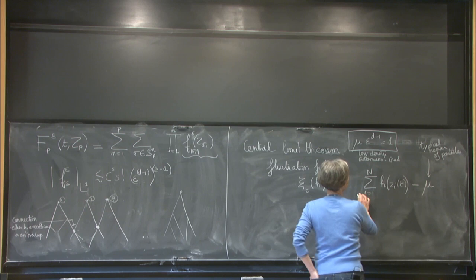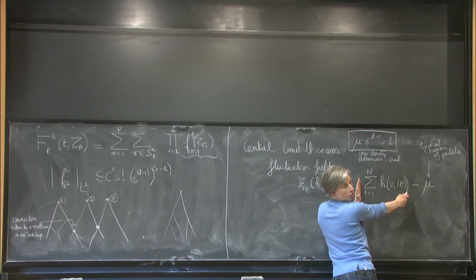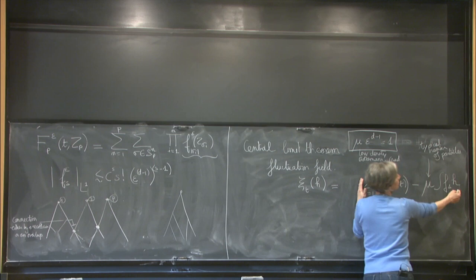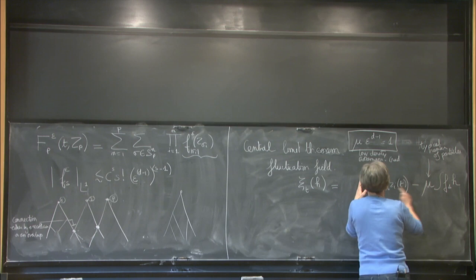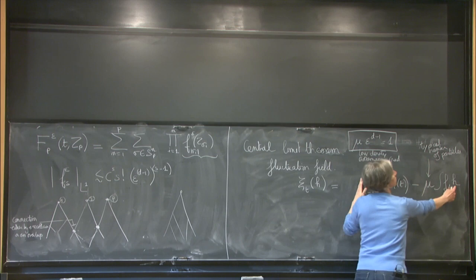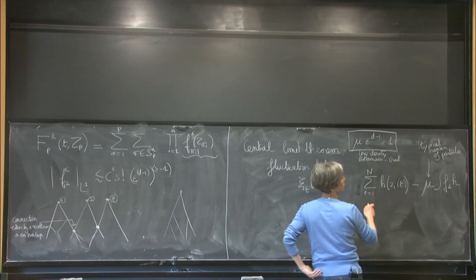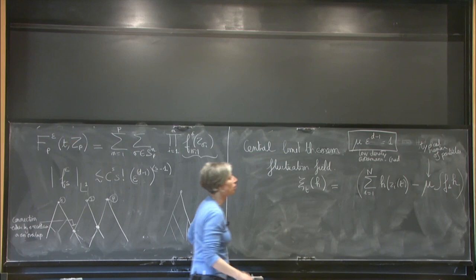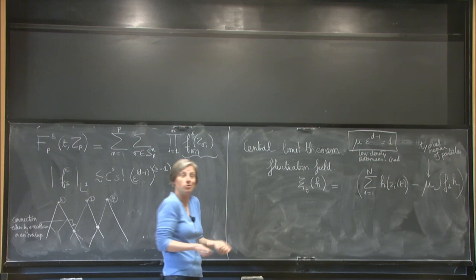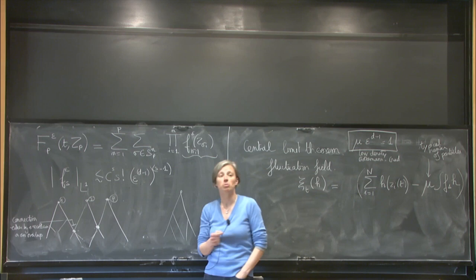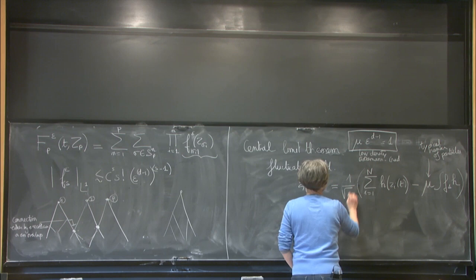I test here the empirical measure against this function h. Now I will just remove this part here, which is the expectation. The expectation of this empirical measure is mu times the first cumulant that I test against this function h. So h is a very nice function, say continuous, maybe C infinity, not really important. Of course, this is supposed to be of the order of n. But it is not the leading order, so it should be really a fluctuation. What you expect is that this will be of the order of square root of n, so then you renormalize by 1 over square root of mu.